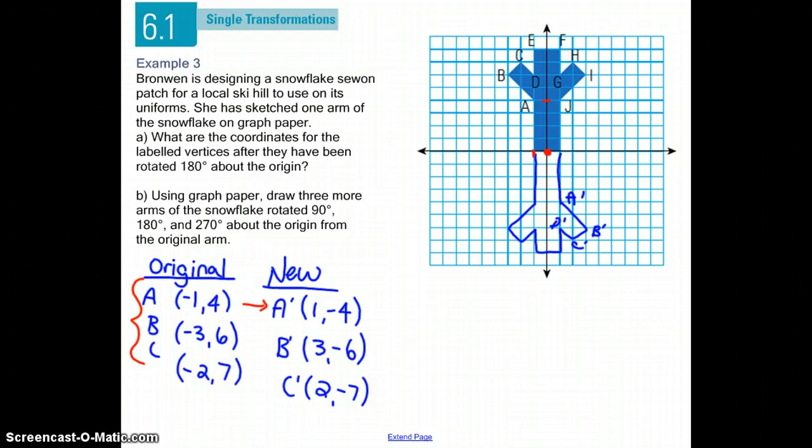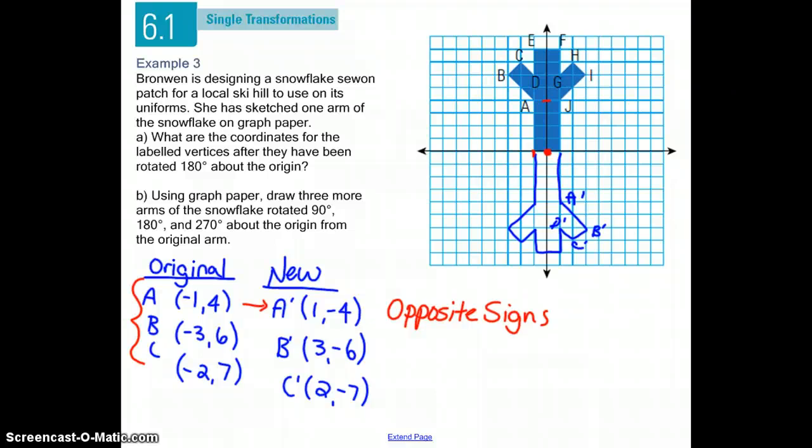As written here, what do you notice about these two vertices? Okay, you'll notice that they're the opposite signs. So for example, A has a -1, but A prime has a +1. A has a +4, A prime has a -4. This trend also continues for B and C. See if it continues for all of the rest of the vertices.